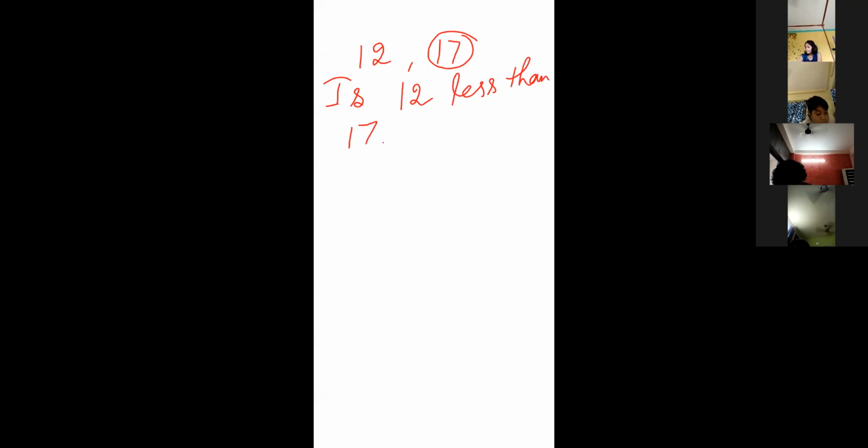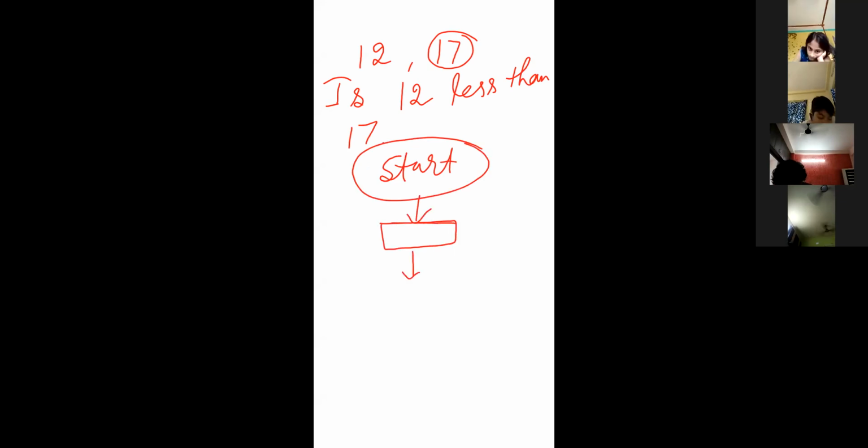Start. Read the first number, then read the second number. First means it will be a parallelogram. Read the second number. Then you have to check. Now, the decision making.